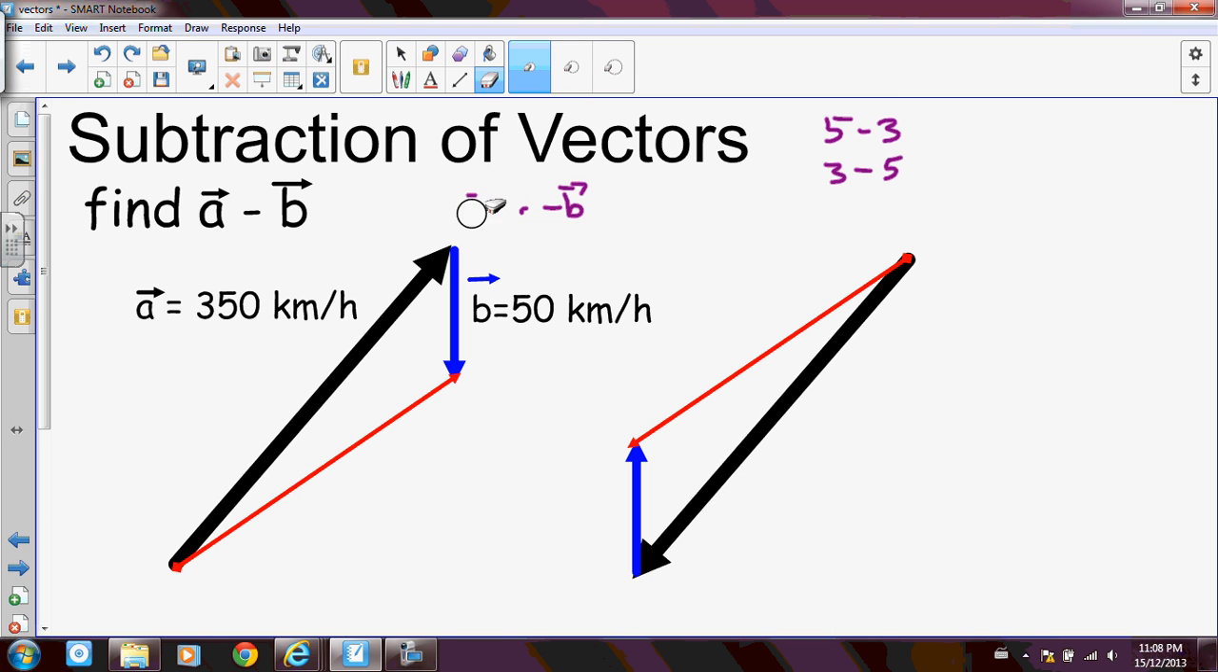Okay, so really straightforward. If you have to do a subtraction with two vectors, you're going to flip the second one and add them together.